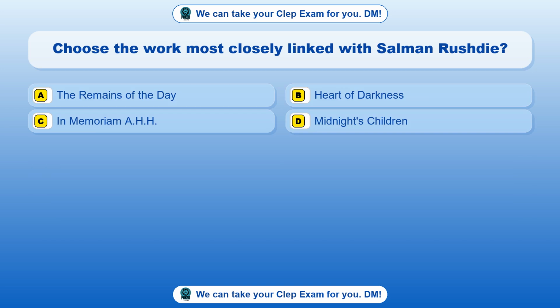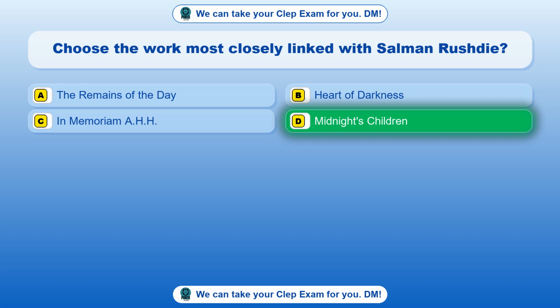Question 71. Choose the work most closely linked with Salman Rushdie. Option A, The Remains of the Day. Option B, Heart of Darkness. Option C, In Memoriam A.H.H. Option D, Midnight's Children. The correct answer is option D, Midnight's Children.